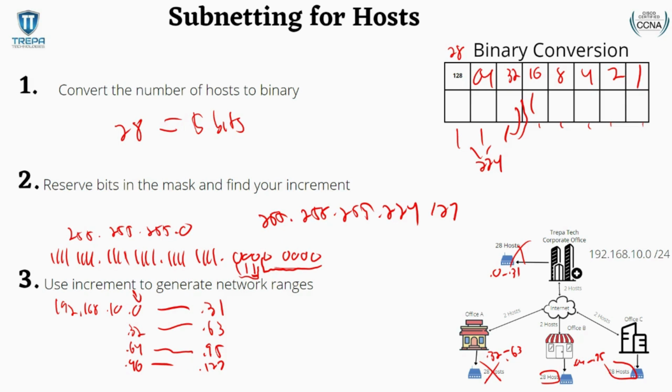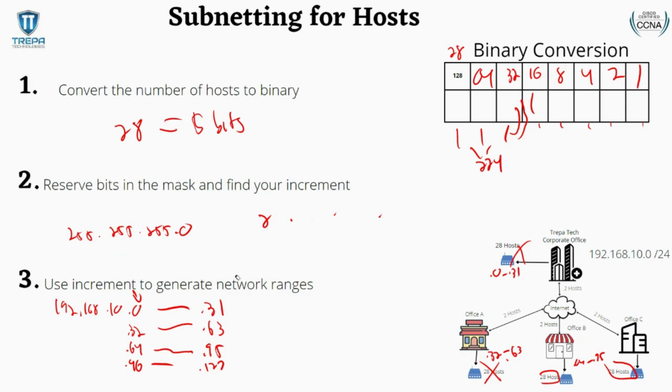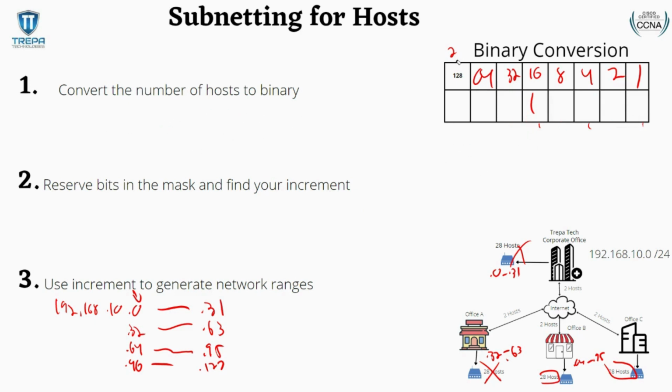Now let me erase the rest of this. And we're going to do it one more time for our 2 host requirements. Okay. And then we're just going to do that 2 host requirement one time, because once we figure out the network range and the subnet mask for this requirement right here, we know it for all of them. So let's do it. Convert the number 2 to binary. Binary conversion chart. I'm going to skip all these because I know 2 is not greater than or equal to all these. But it is to the number 2.